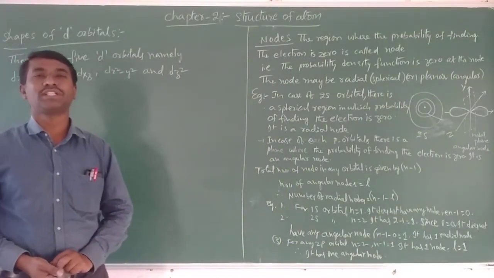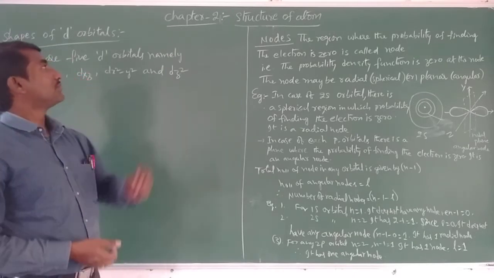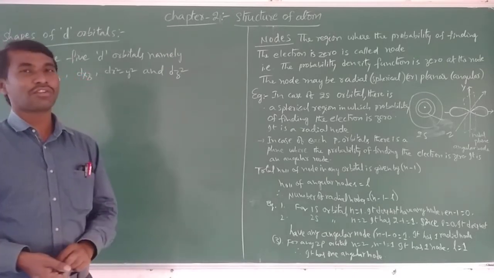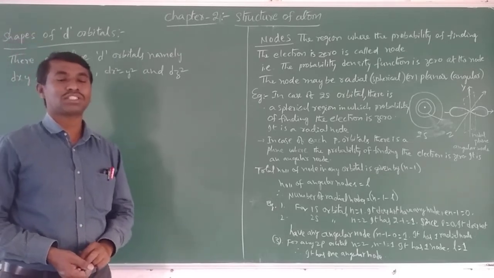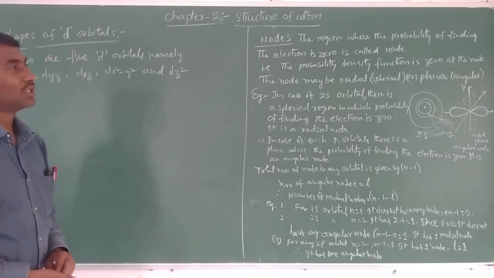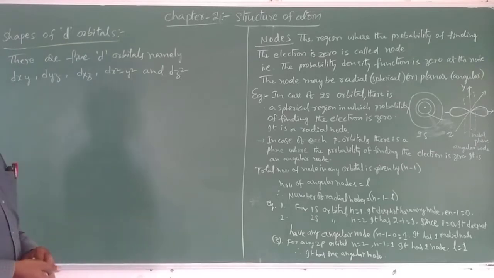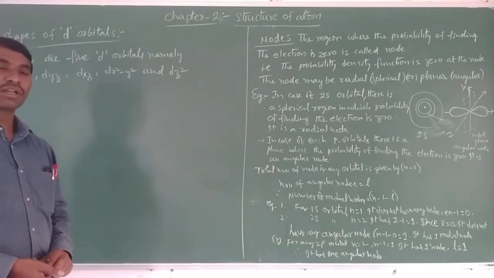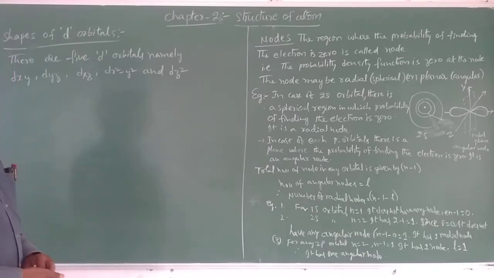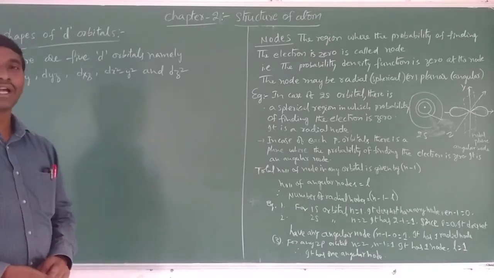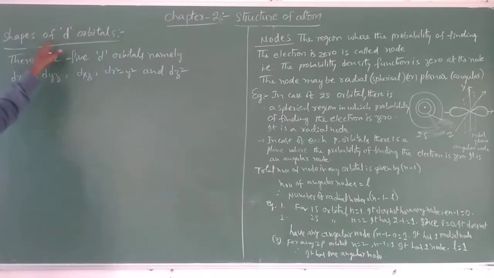Today I am going to be discussing chapter 2, structure of atom. Yesterday's class continued with shapes of orbitals. We completed the shapes of the s orbital and p orbital, and today I am going to discuss the d orbitals, the shapes of d orbitals. There are 5 d orbitals.